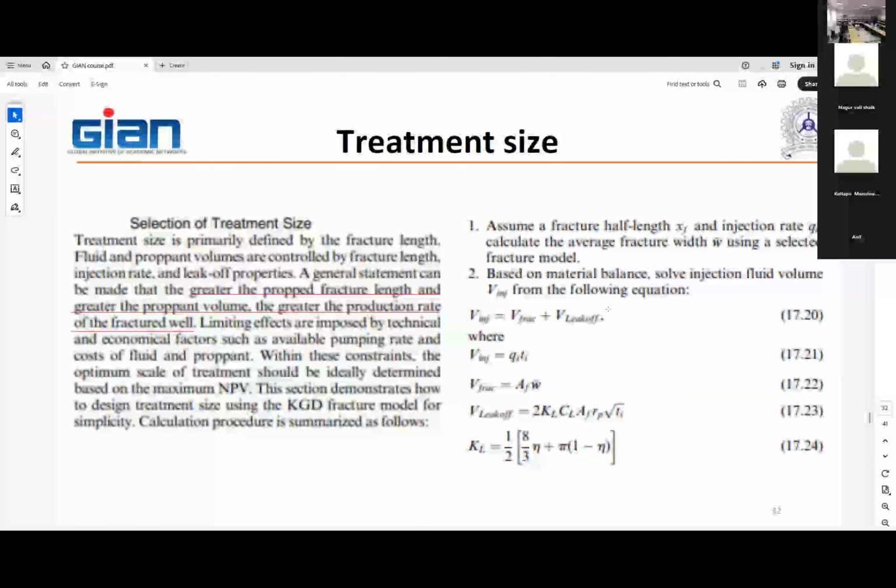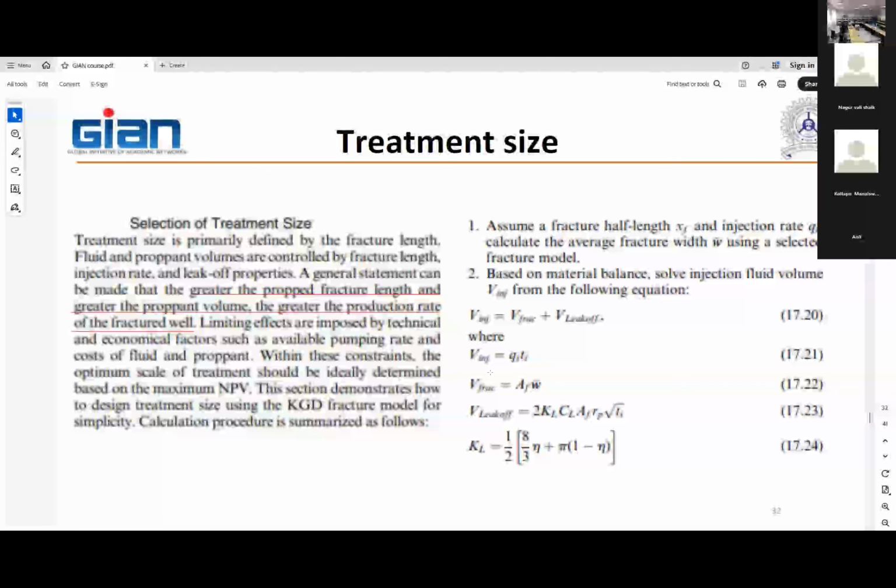So what leaks off into the matrix is V leak off, and the fluid amount that stays in the fracture while you are pumping is V fracture, okay. So V injection, the total volume injected, is what? Pumping rate times the total amount of time you pumped. So volume equals meter cube per second times second, so it becomes meter cube, yes? So that is V injection.